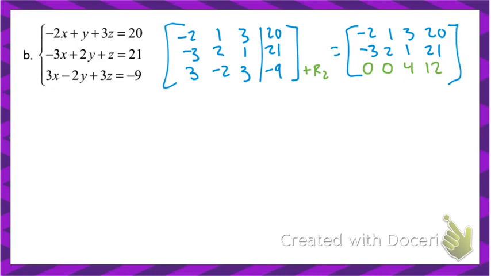All right, so now at this point, again, a couple different places you can go. I'm going to go ahead and get that 1, just because it's a pretty easy step at this point. I'm going to go ahead and do 1/4 times this row. So I'll go ahead and rewrite that as 0, 0, 1, 3. The first two rows did not change. All right, so there's my next step.